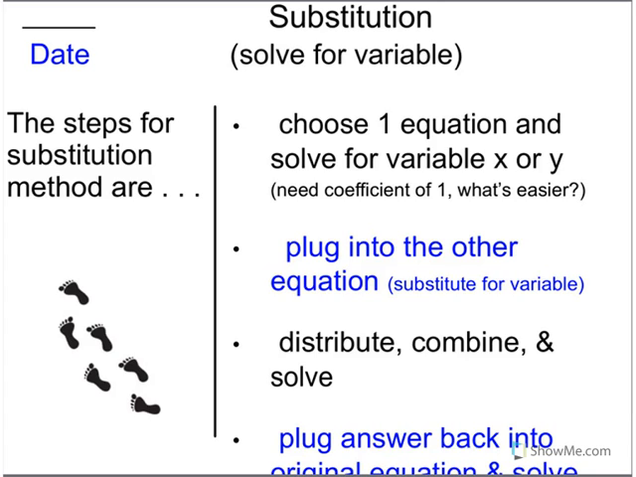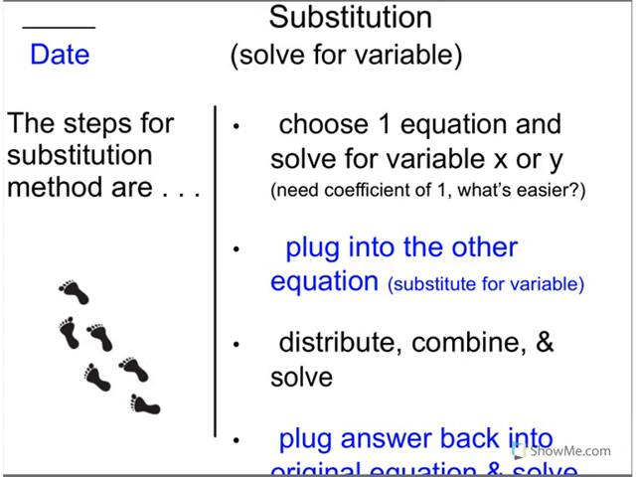The steps for substitution are: you're going to choose one equation and solve for one of the variables, either x or y. To determine the equation that you want to choose, you pick the one that's easiest. Again, the goal is to have one of the equations have a variable that's by itself, so that you can plug that part of the equation into the second equation, the one that you haven't changed. You're going to distribute, combine, and solve.